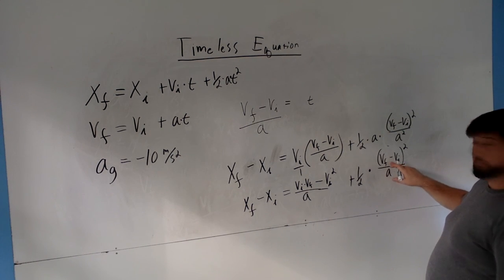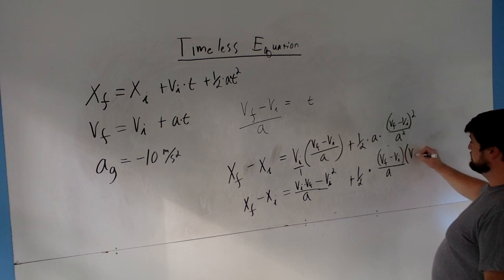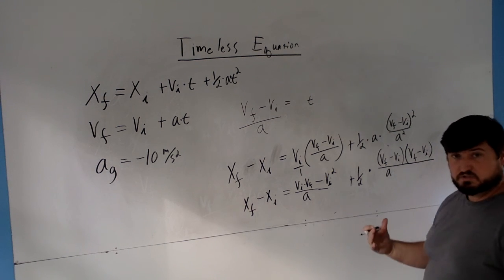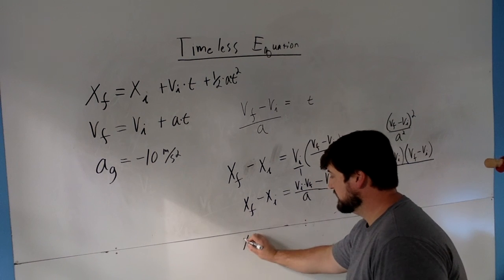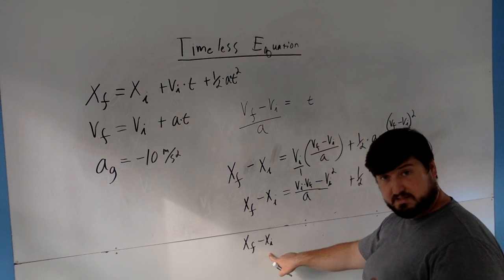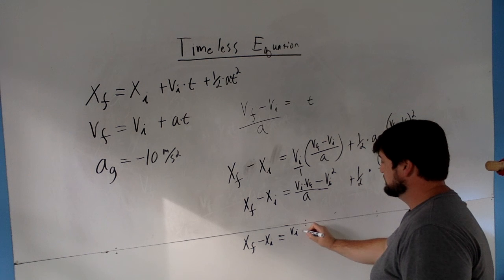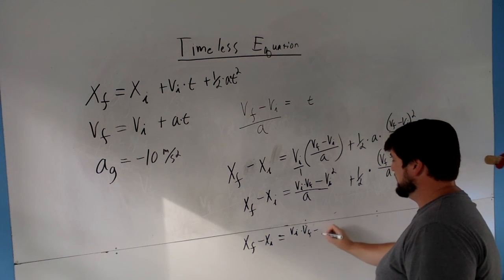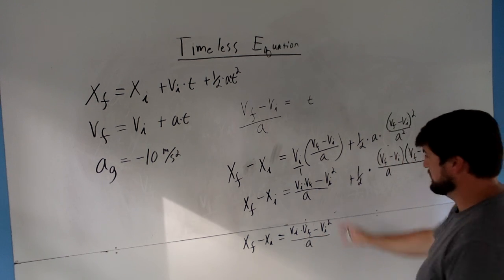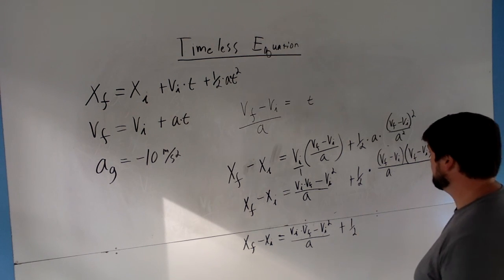And I'm also going to do one other thing. I'm going to expand this, okay? So instead of VF minus VI squared, I'm going to write VF minus VI again, and we have to multiply it out, all right? So our next step, let me write it down here. Again, I'm going to copy over what I have so far. X final minus X initial, or my displacement, my delta X, is equal to VI times VF minus VI squared over A, that's that piece, plus, okay, now I've got 1/2, right?